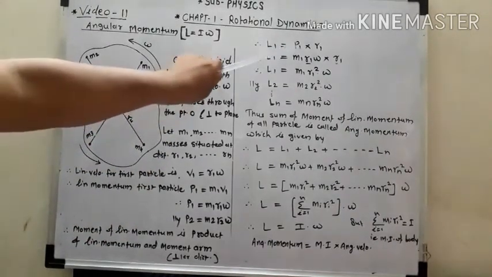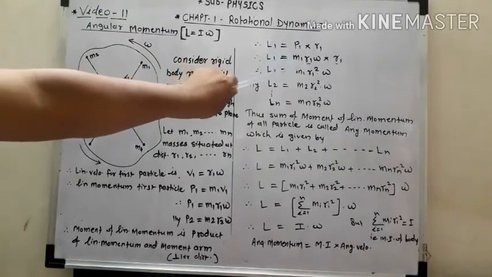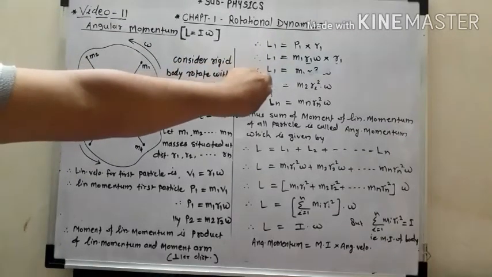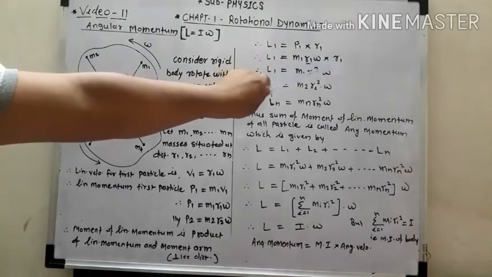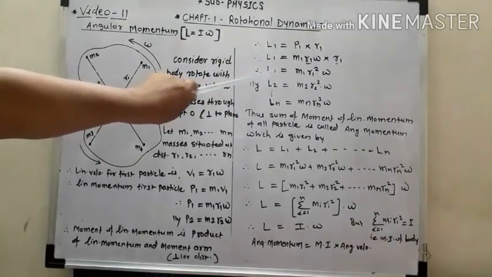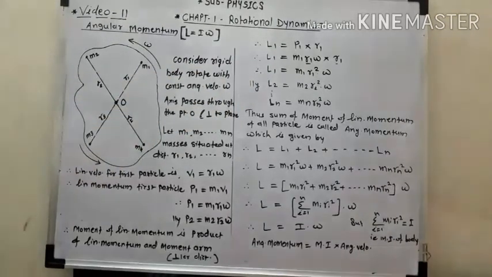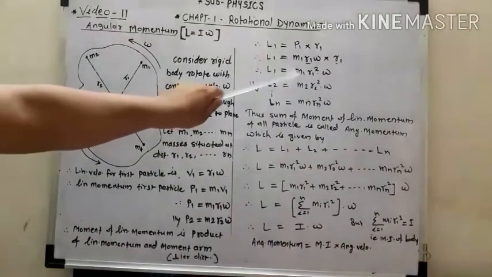L1 is equal to P1, and instead of P1 we can write M1 R1 omega into R1. R1 into R1 is R1 square. Therefore, we can write L1 is equal to M1 R1 square omega. This is the moment of linear momentum for the first particle, given by L1 is equal to M1 R1 square omega.